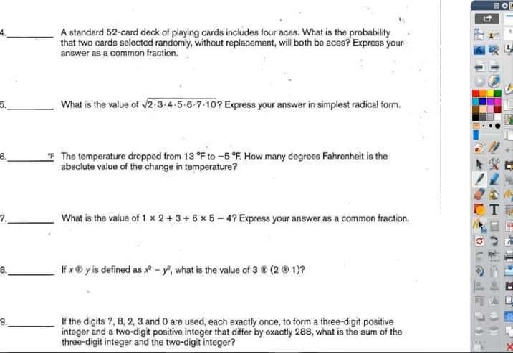That's what we're doing. So I'm going to rewrite this, but I'm going to write it in terms of its prime factorization. So I have the square root of 2, it's already prime factors, times 3 times 2 squared, because 4 is 2 squared.